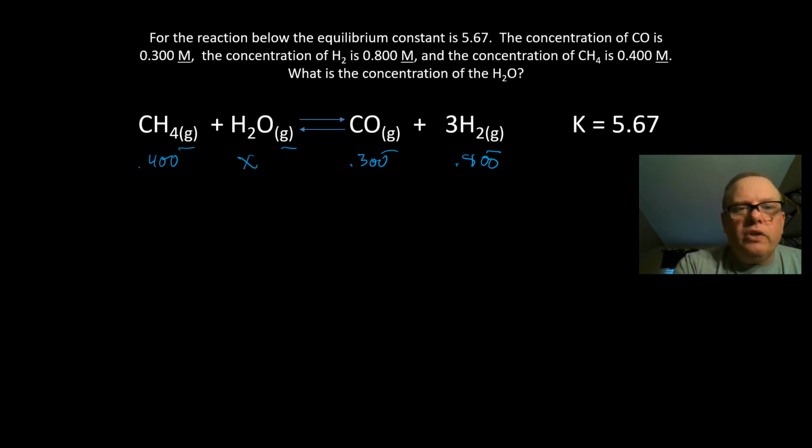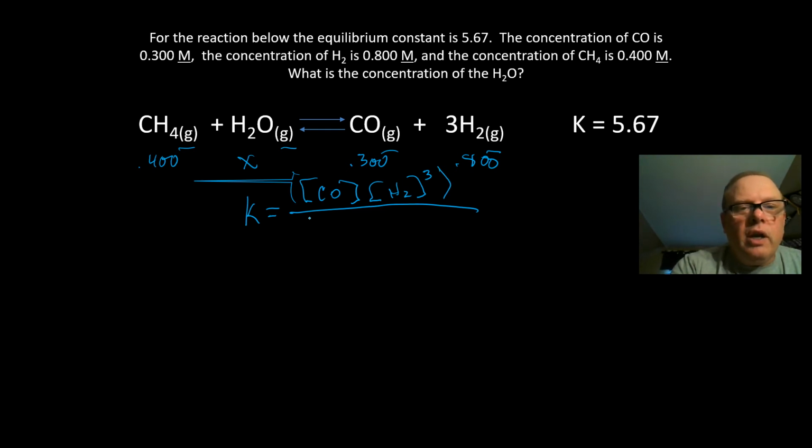Okay, so this is just finding a missing value then. So we'll set this up as K is equal to, on the top, the carbon monoxide times the hydrogen concentration, which will be cubed because of that value. And then on the bottom, we're going to have this value for the CH4, which we're then going to multiply times the value, square brackets please, for the water. And this is all going to equal K.